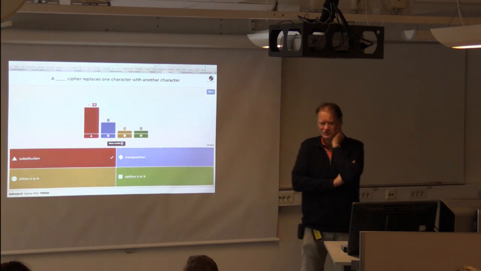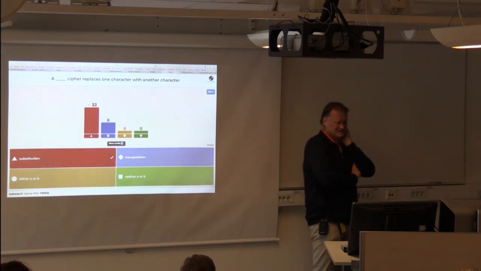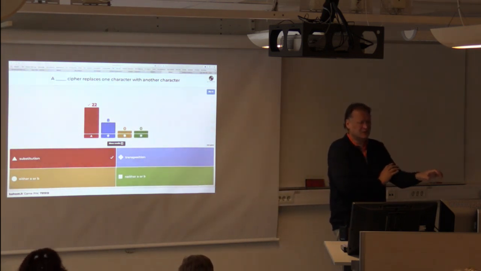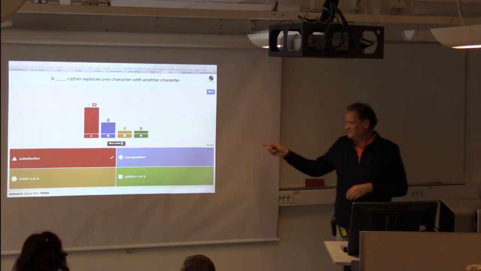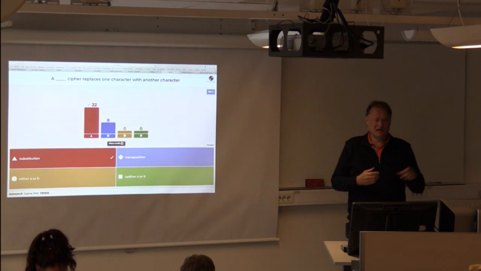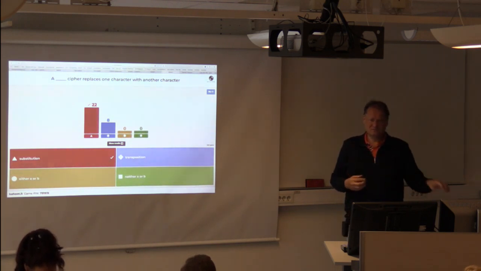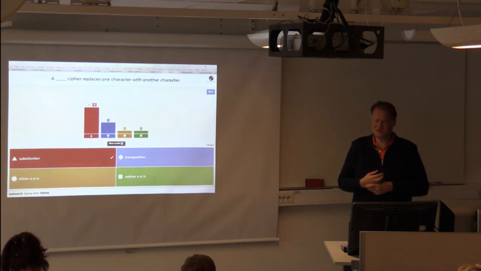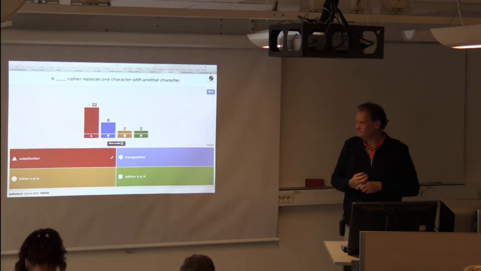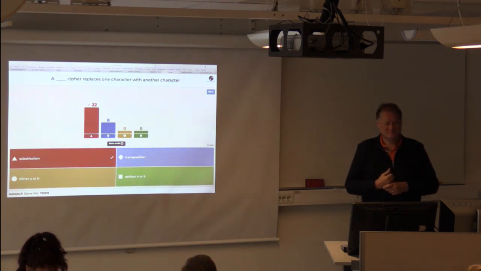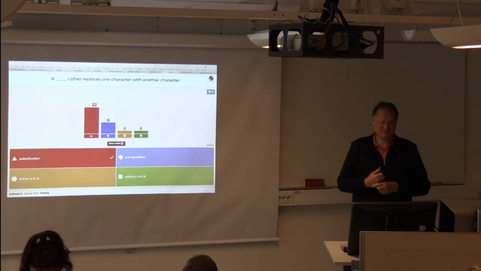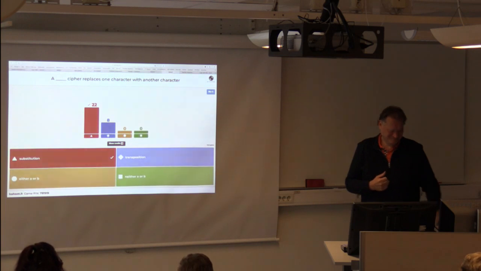Yeah, about the same result as before. It's still a substitution. For instance, with the Caesar cipher, we take one letter and replace it with something else. If it would have been transposition, it would have been moved around, changing position, but not replaced. So I see that some of you need to study encryption a little bit more.